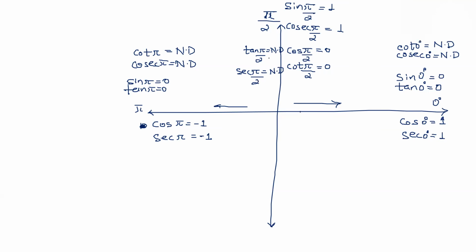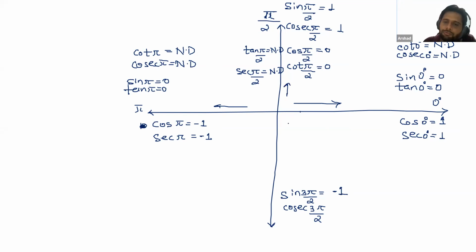Okay, so we have these conditions here. Sine 90 is 1, cosec 90 is 1, cos 90 and cot 90 are 0, and tan and sec are not defined. So you must know these values. But if I ask you sine 3 pi by 2, Abdul, what is sine pi by 2? 1. What is sine 3 pi by 2? Minus 1. Okay. This is the upper part, and the upper part is positive. The lower part is negative.